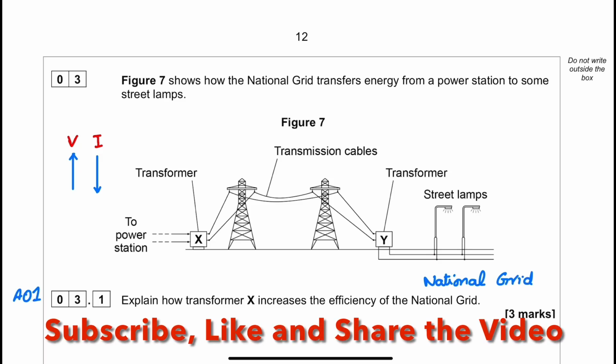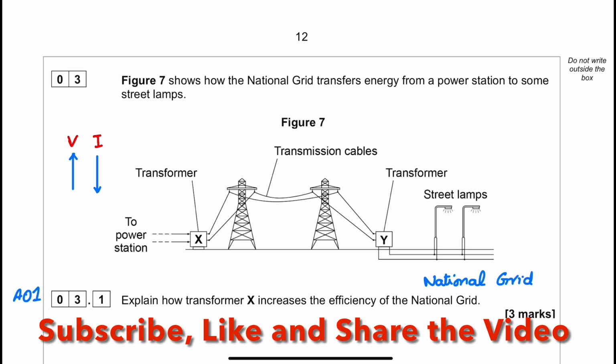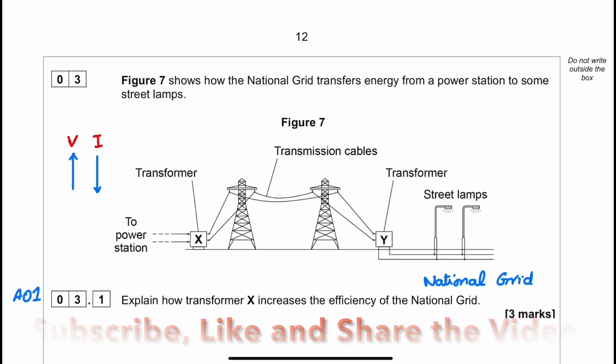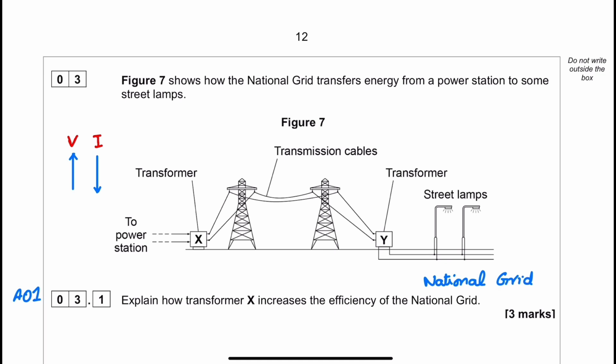Question number 3. Figure number 7 shows how the national grid transfers energy from a power station to some street lights. In figure number 7, we can see the model. The power station generates electricity. We have two transformers, X and Y. The street lights are present here. To transfer the electricity from the power station to the street lights, we need the national grid.